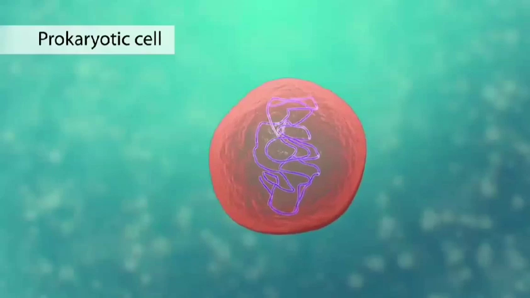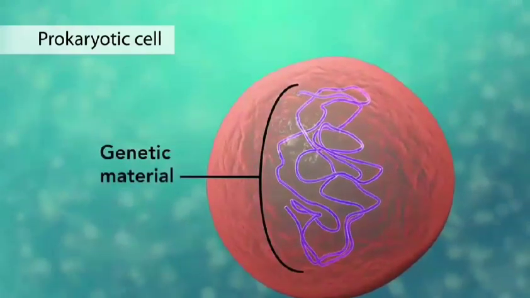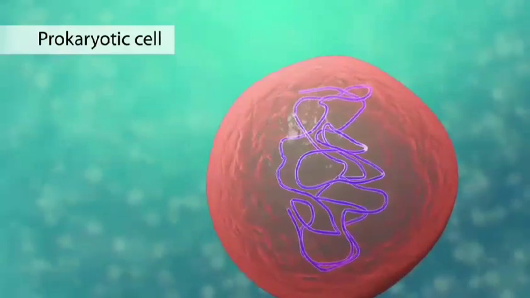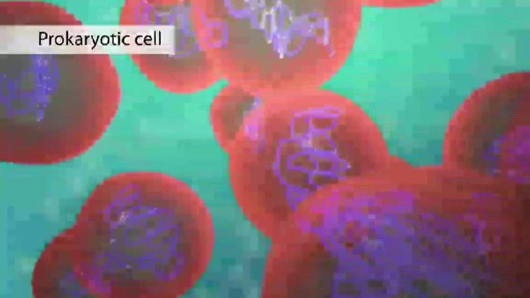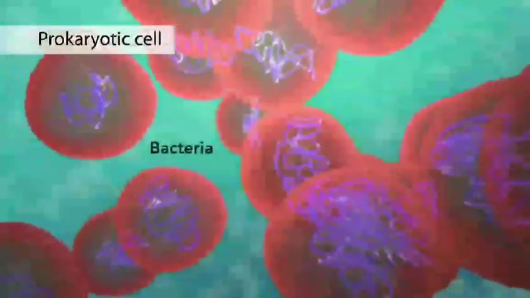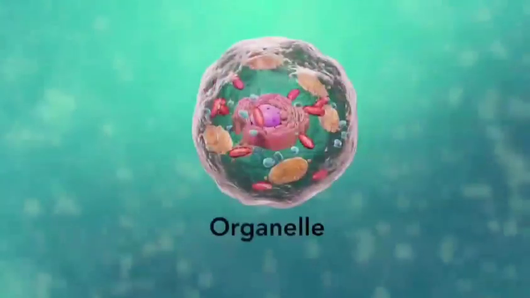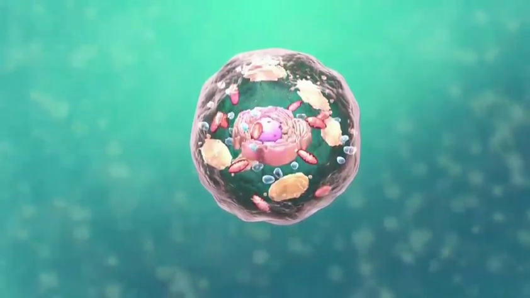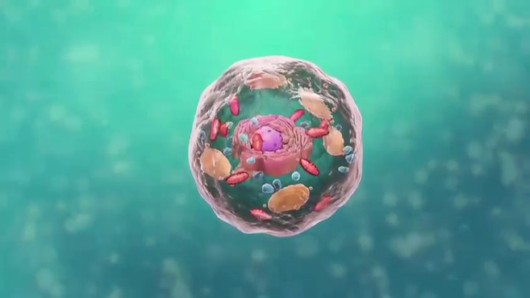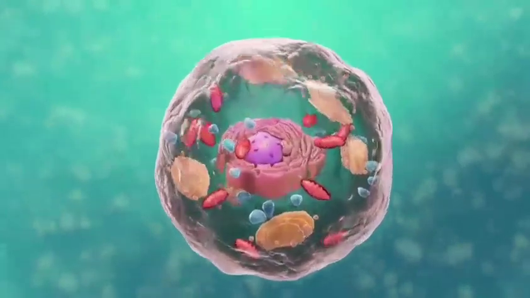In prokaryotic cells, the true nucleus is absent and the cell is incomplete when compared to the eukaryotic, but it also has genetic material. The examples for prokaryotes are bacteria and blue-green algae, and they are unicellular in nature. Now we are going to discuss the organelles present inside. They are like little organs. Inside the cell, there are different organelles performing different activities to keep the cell functional.